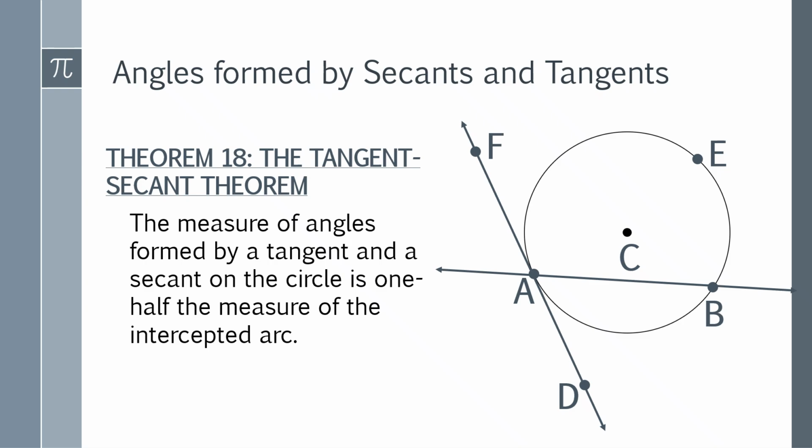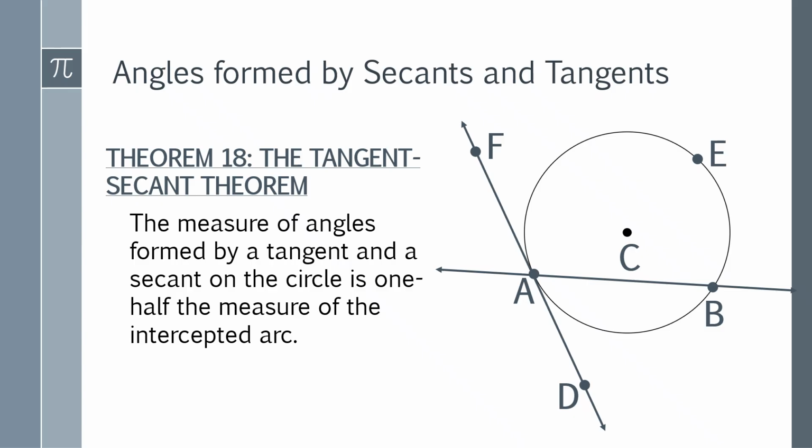Now, their intercepted arcs are the following. The intercepted arc of angle BAD is arc AB, meaning, when we say intercepted arc, this is an arc that is found inside the given angle. So again, the intercepted arc of the given angle BAD is arc AB. And of course, the intercepted arc of the angle FAB is major arc AEB. I hope that you get this.